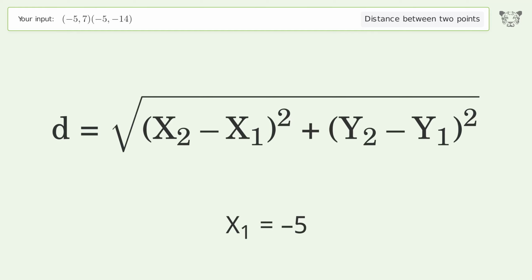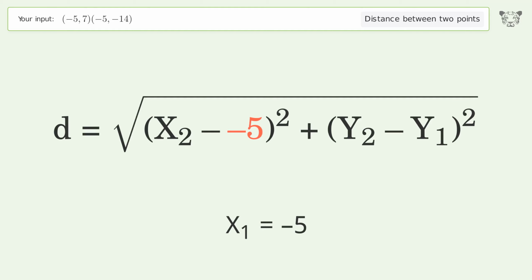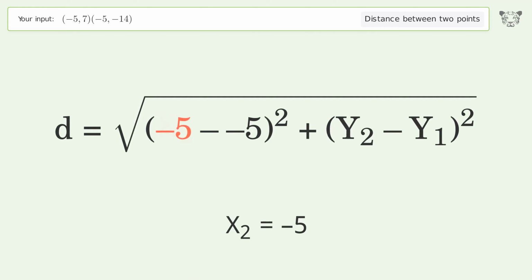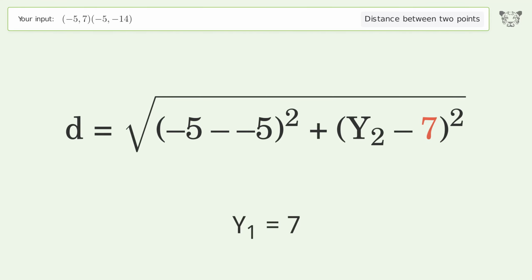x1 equals -5. x2 equals -5. y1 equals 7. y2 equals -14.